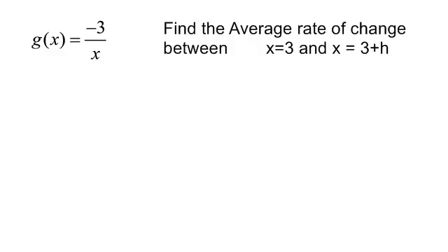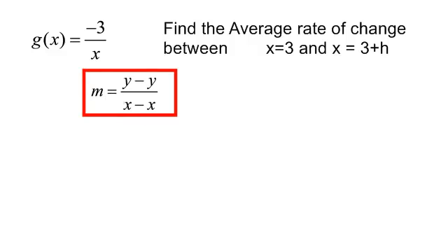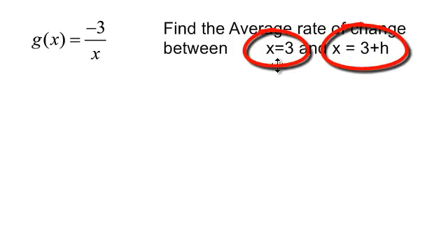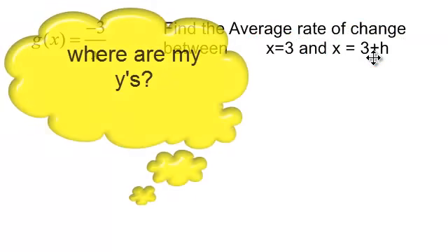Well, for slope, we need 2 points, right? Remember the formula for slope? It is the y minus y over x minus x. I need 2 points. I need 2 x's and y's. They gave me an x equals 3. They gave me an x equals 3 plus h. Where are my y's? Well, let's find our y's.